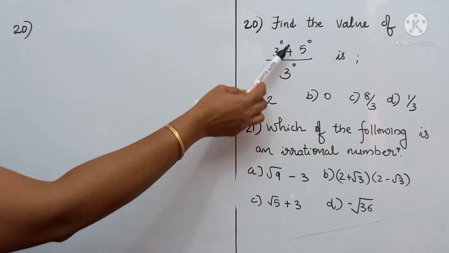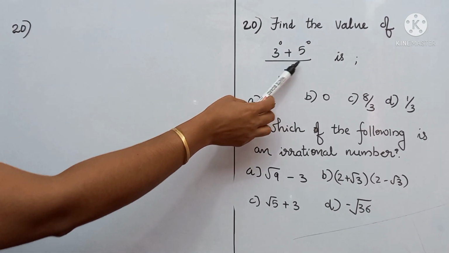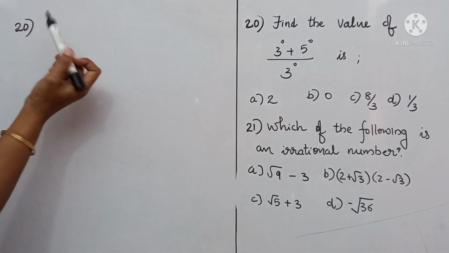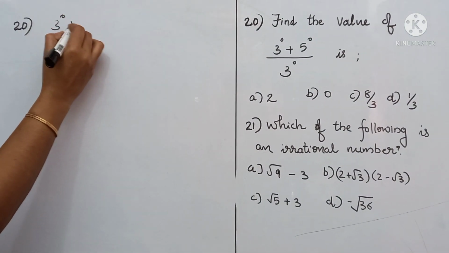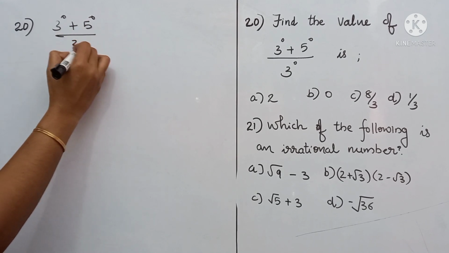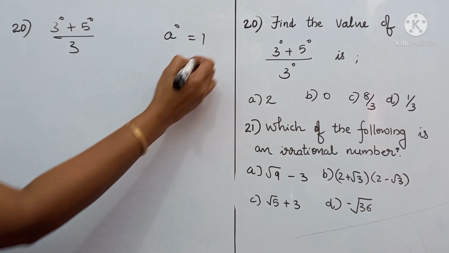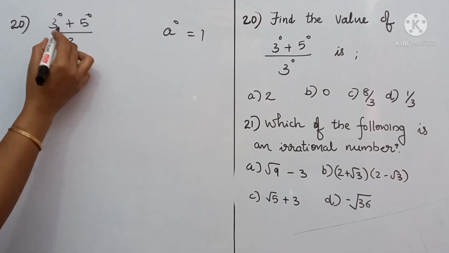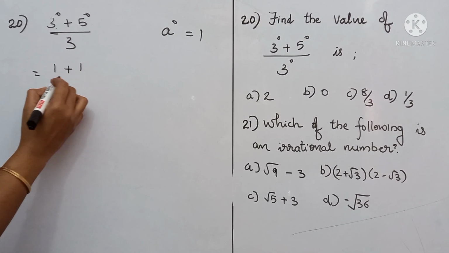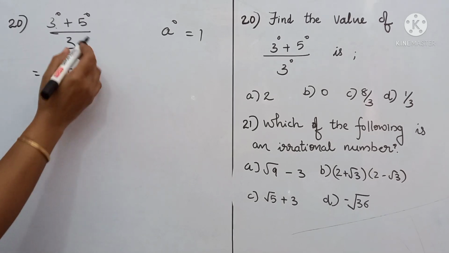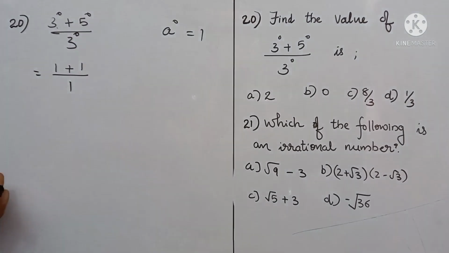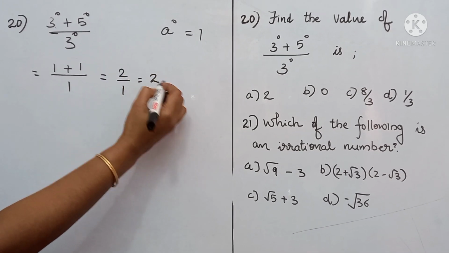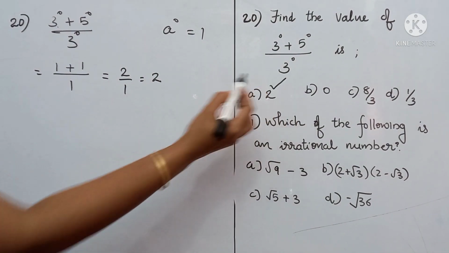Question number 20. Find the value of 3 raised to 0 plus 5 raised to 0, the whole divided by 3 raised to 0. We have to find that value. We know a raised to 0 is equal to 1. So whatever that number is, raised to the power 0 it equals 1. 3 raised to 0 is 1, plus 5 raised to 0 is 1, divided by 3 raised to 0 which is also equal to 1. Then 1 plus 1 is 2. 2 by 1 is equal to 2. So, our answer is option A, 2.